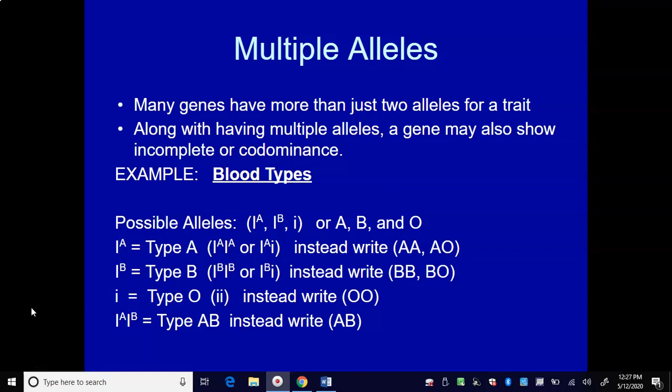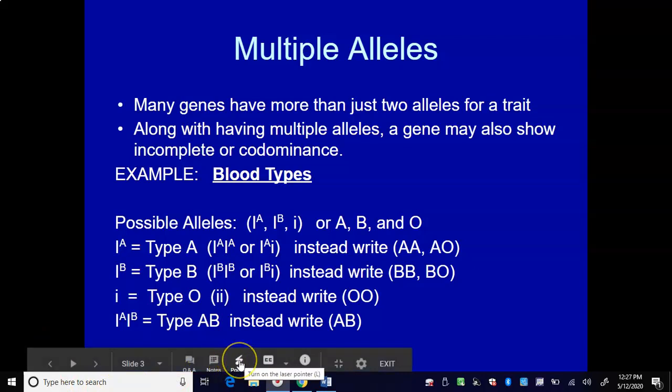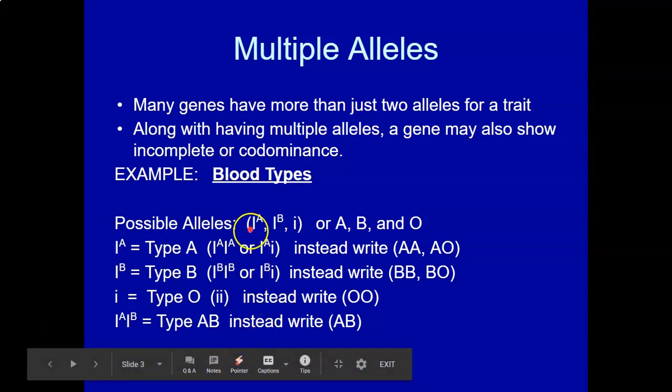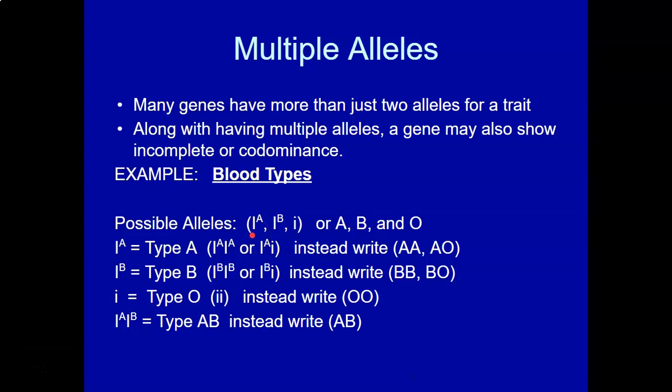So with the ABO blood types, you're going to see multiple alleles. There are actually 3 alleles possible for blood typing. They represent it as IA, IB, and then little i. You can just write A for IA, B for IB, and for little i you can put O, because these are genotypes of different people.